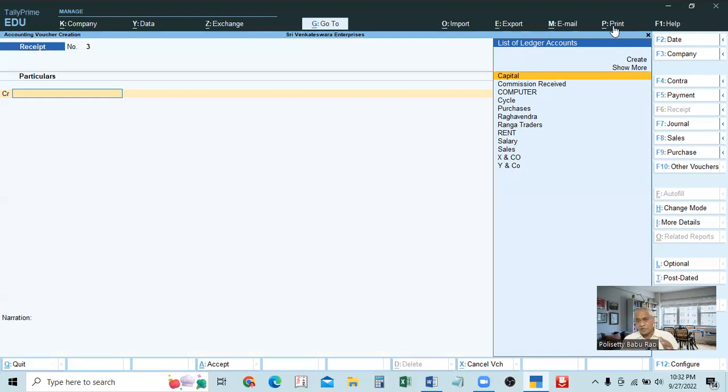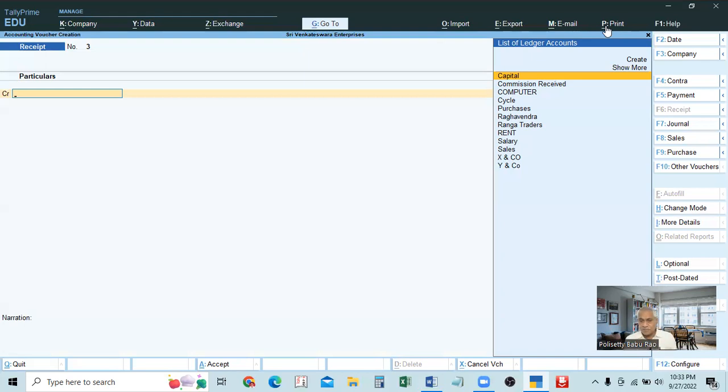So cash or through bank, whatever you receive from anyone, receipt from a person or for any other purpose, that is any income or something from a person, the amount due he may pay. So that amount received or any income or any other amount received, or sometimes some people give order for goods and they will pay some advance. So advance received, whatever way, cash or through bank, if you receive, you have to enter in the receipt voucher.